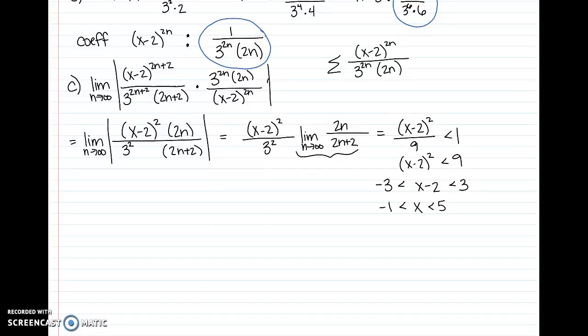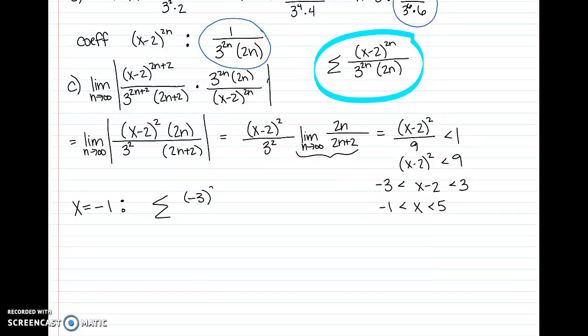Because they asked us for interval of convergence, we have to check the endpoints. So if I plug in negative 1, remember to my general term of my series, which was this up here, I end up with negative 3 to the 2n over 3 to the 2n times 2n. But notice that term on top is always going to be positive. So I'm raising a negative to an even exponent, right? So negative 3 to the 2n is really the same as 3 to the 2n. So these cancel, and we get the series 1 over 2n, which is the harmonic series, right?